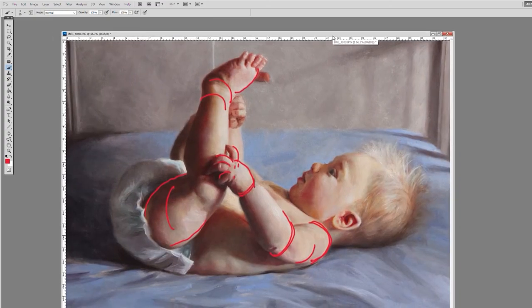So I think that gives you a pretty good idea of where to start with proportions and some of the basics, but I have a great little exercise adapted from Andrew Loomis that I can show you next on how to really get those proportions ingrained in your brain. And we'll do an exercise on drawing a baby.